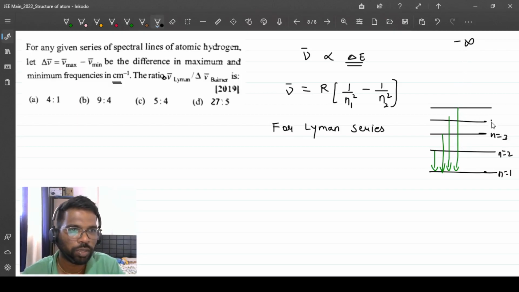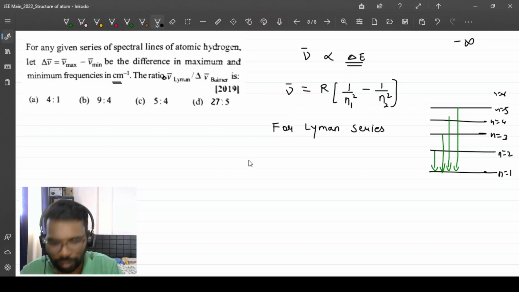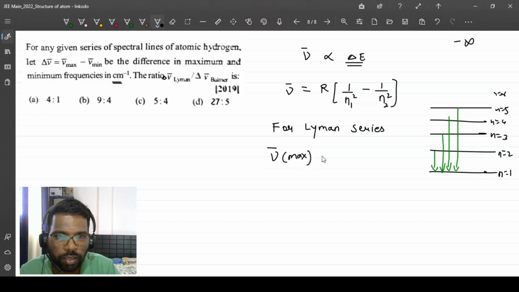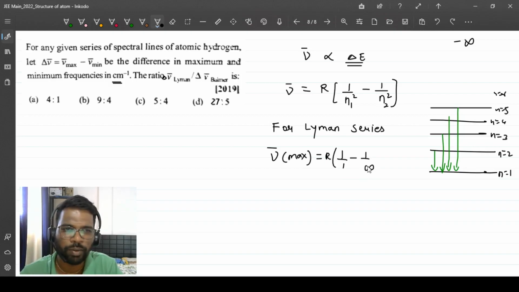This is n equal to 3, n equal to 4, n equal to 5, n equal to 6, n equal to 7, that way. So from infinity to this, there is a large energy difference, so high wave number, right? For the Lyman series, nu bar max will be R into 1 upon 1 minus 1 upon infinity square. Again, it is infinity only.